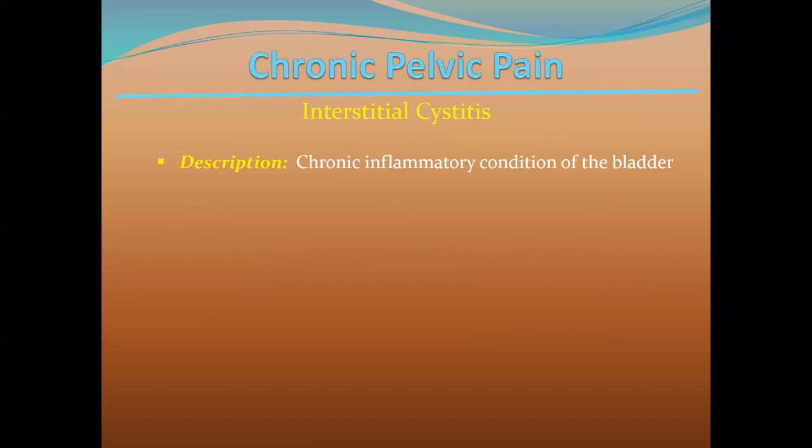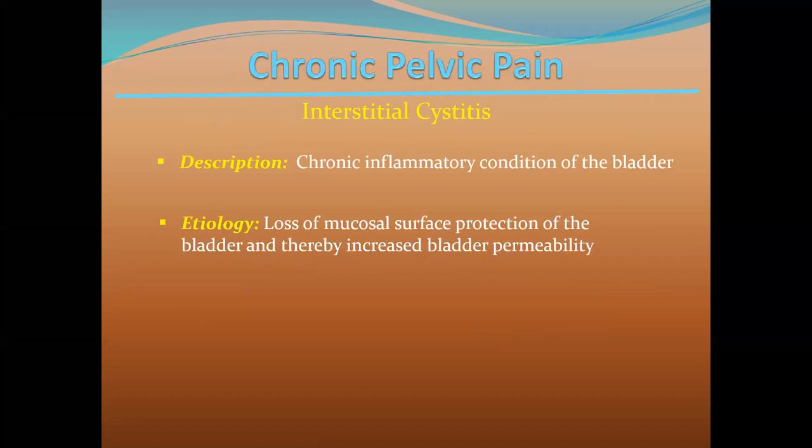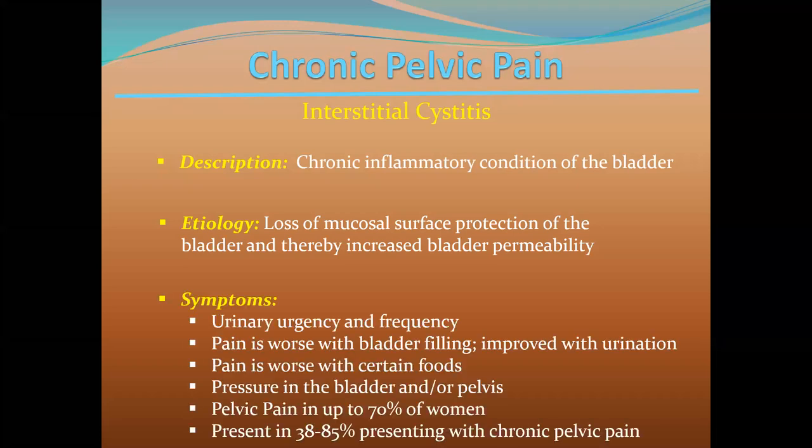So these are chronic inflammatory conditions of the bladder, with loss of the mucosal surface protection of the bladder and thereby increased bladder permeability, because the urine contains irritative material. So when the protective layer is lost, it causes inflammation in these conditions.